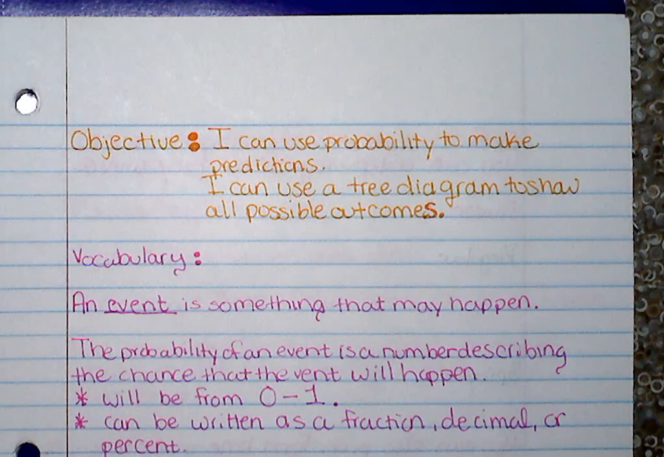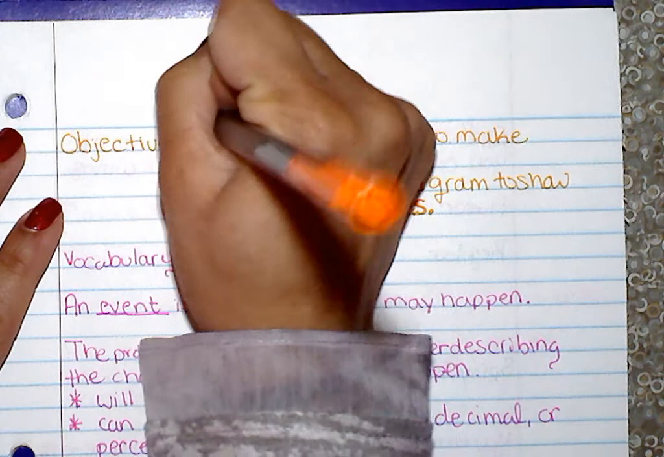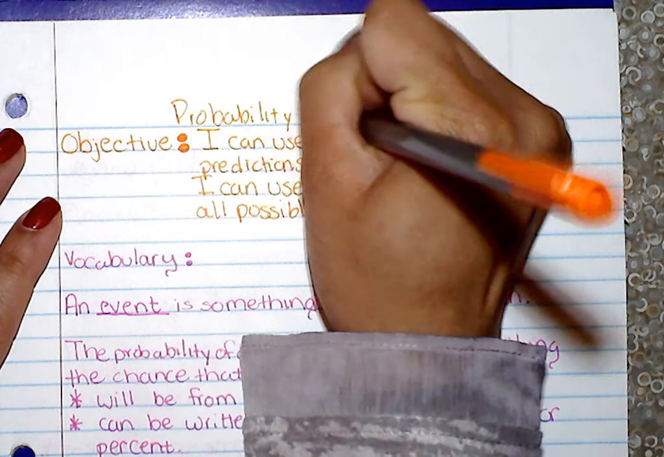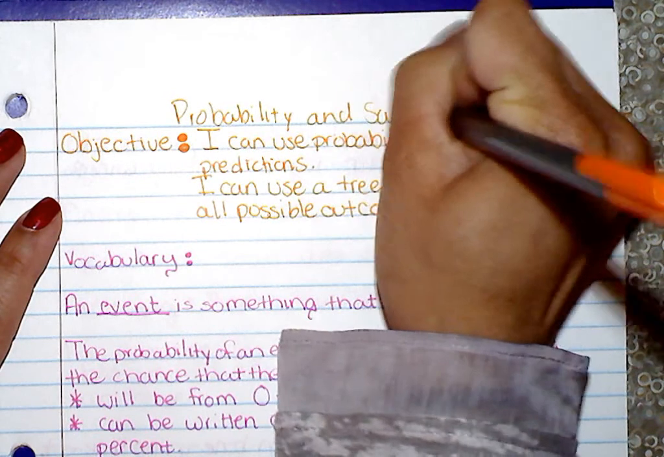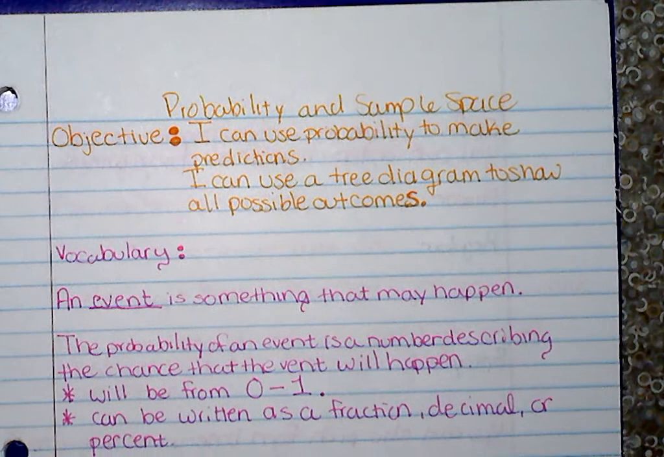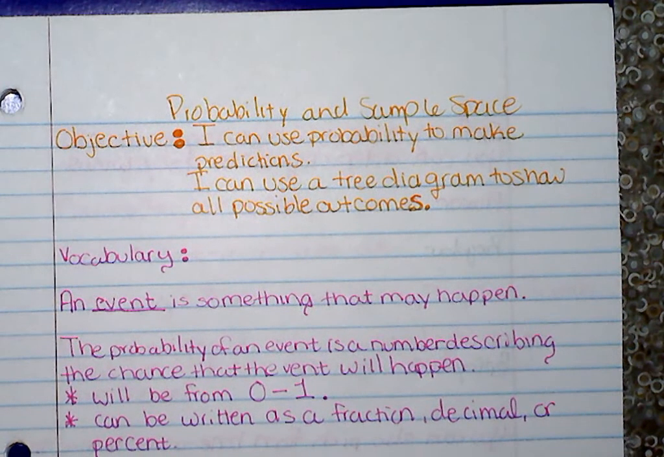Okay, so here are your notes on probability and sample space. Now, I know you've heard the word probability before, like the probability of it raining today is 38%.